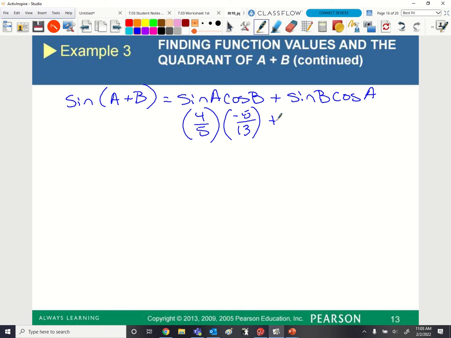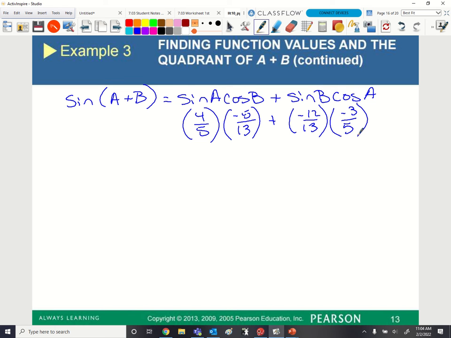Sine of the b value? Negative 12 over 13. And cosine of my a value? Negative 3 over 5. Very good. So that's why we did all the work at the beginning, because from here, all we do is just plug in. We're not going to do all that weird identity stuff. We use x's, y's, and r's for all of it.